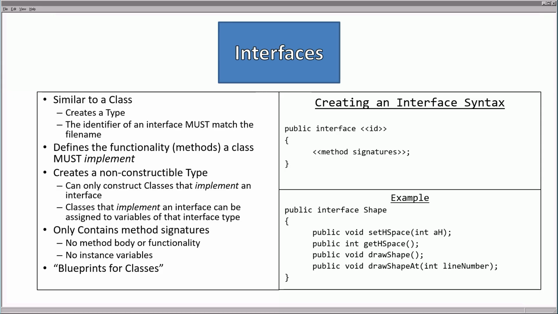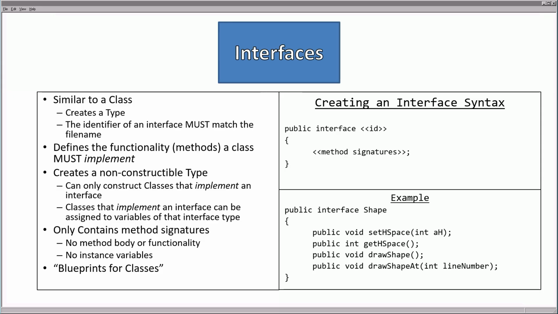Now from there, interfaces differ from classes. First of all, in the concept, an interface defines the functionality, in other words the methods, a class must implement. Interfaces create a non-constructible type. You can only construct classes that implement an interface. And classes that implement an interface can be assigned to the variables of that interface type.